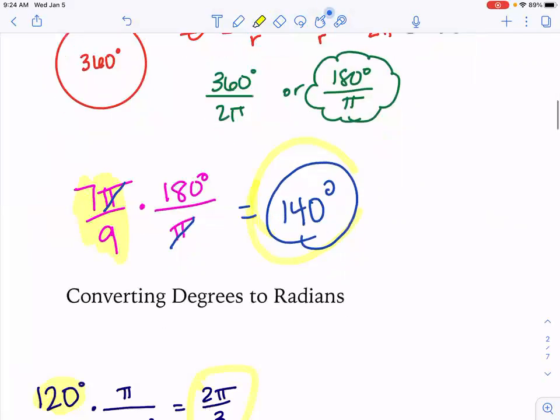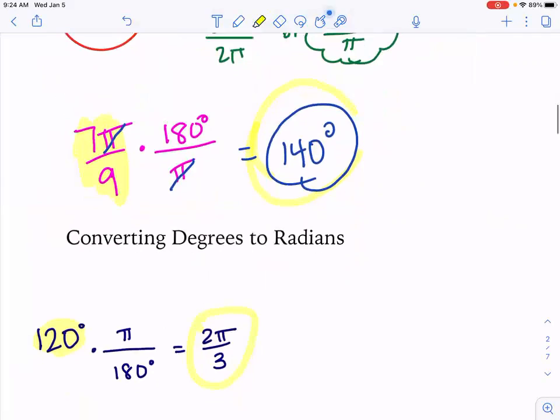Okay, basically what we need to do is if we have a radian measure, we're going to multiply by 180 over pi, so the radians cancel and we're left with degrees. If we have a degree measurement, we're going to multiply by pi over 180 so that the degrees cancel and we're left with the radian. Okay. All right.